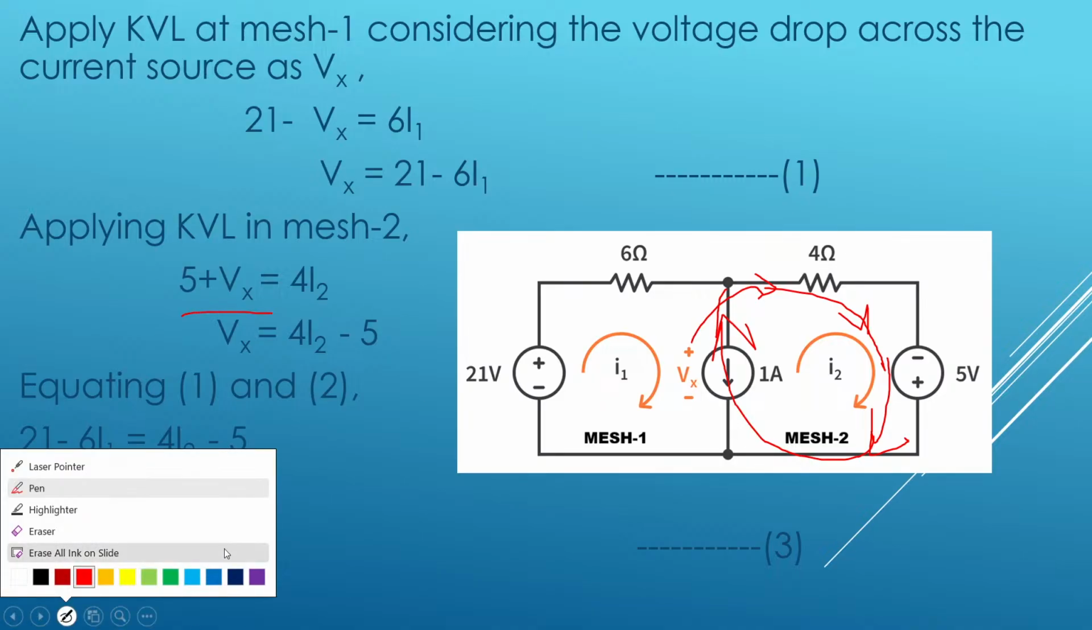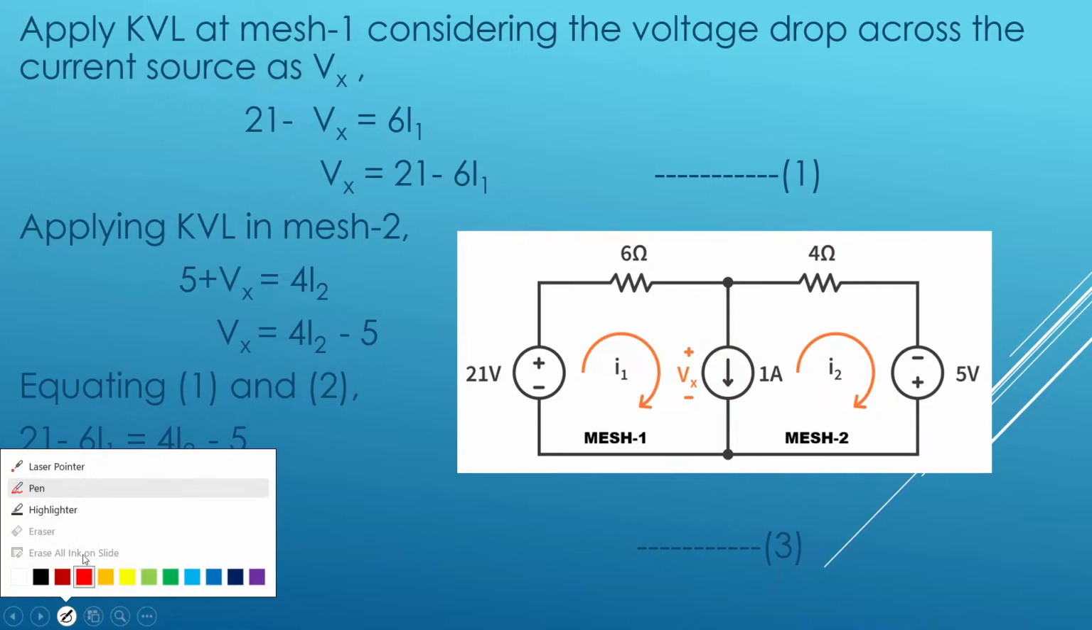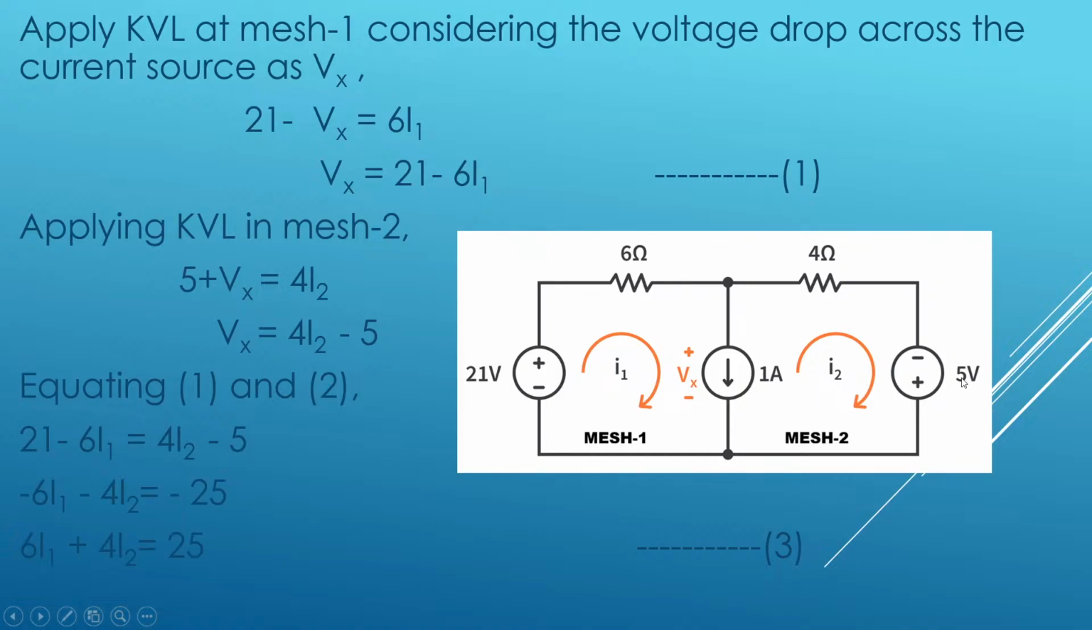5 is the voltage source value. So 5 plus Vx is equal to what? Voltage drop across only one element, 4 into I2. So Vx is equal to 4 I2 minus 5, I have got.